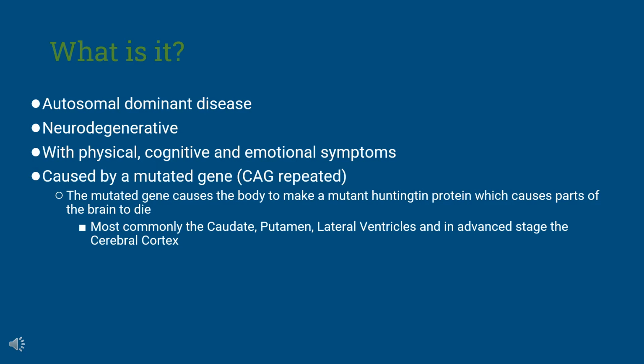Huntington's is an autosomal dominant disease. It's a neurodegenerative disease with physical, cognitive, and emotional symptoms. It is caused by a mutated gene, which is the CAG gene, and it gets repeated more than it's supposed to. The mutated gene causes the body to make a mutant Huntington protein, which causes parts of the brain to die. Most commonly, the caudate, the putamen, and lateral ventricles, and in advanced stages, the cerebral cortex.